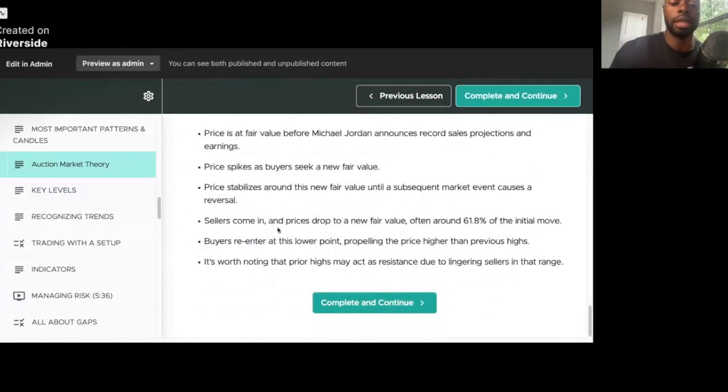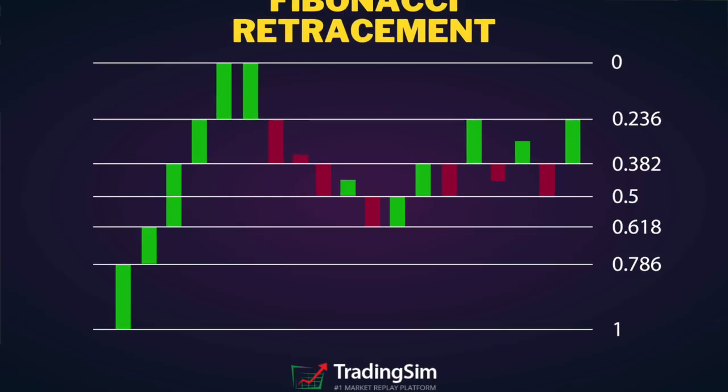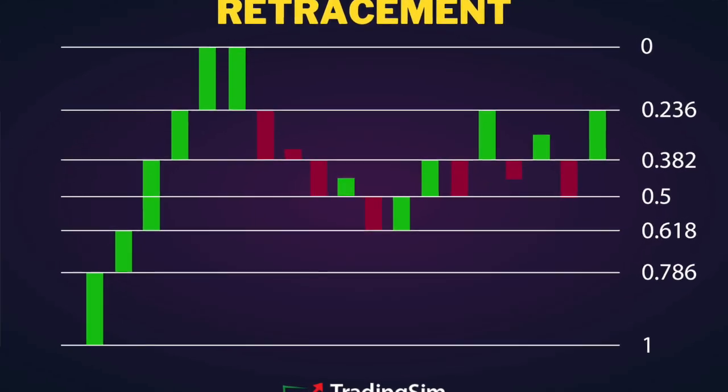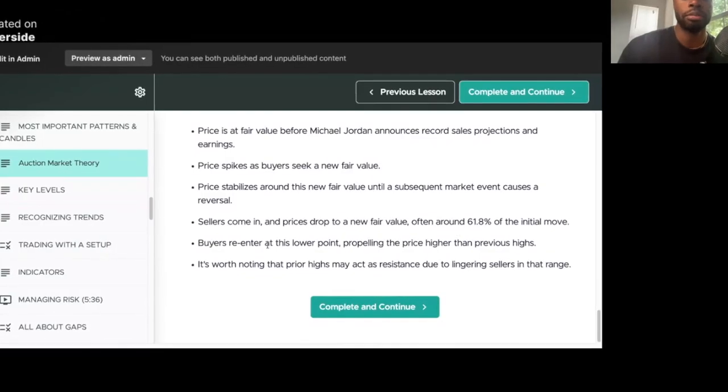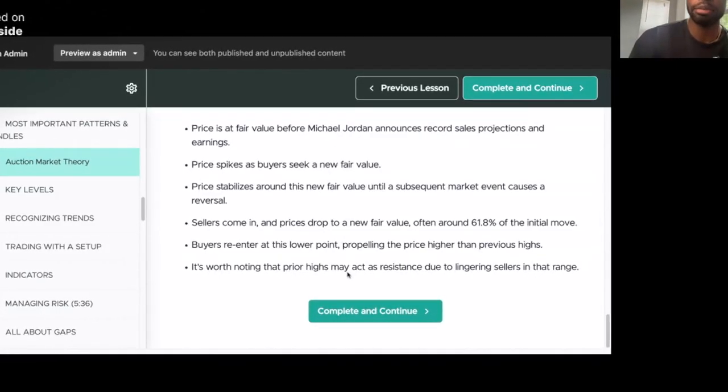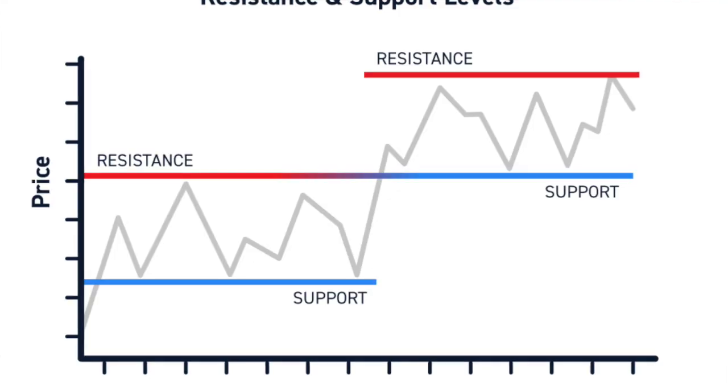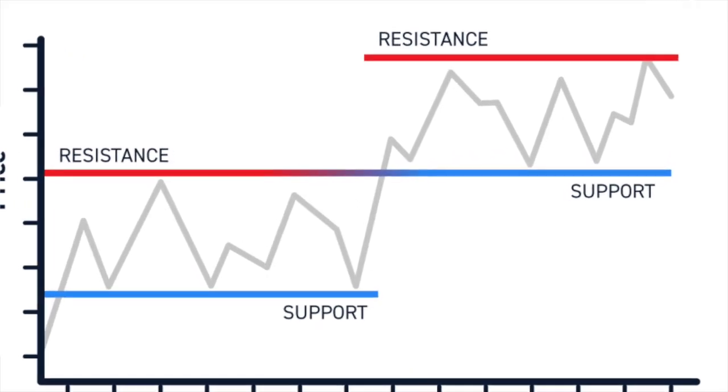Sellers come in and prices drop to a new fair value, often around the 61.8% of the initial move. Buyers re-enter at this lower point, propelling the price higher than previous highs. It is worth noting that prior highs can act as resistance due to lingering sellers in that range.